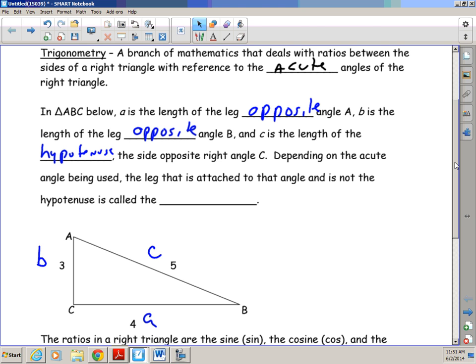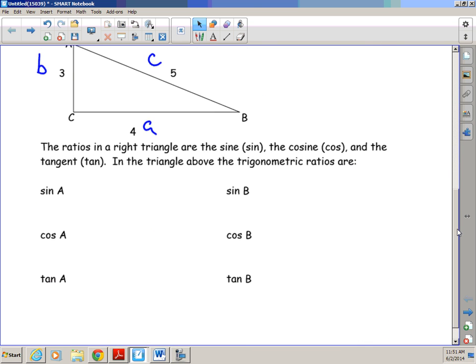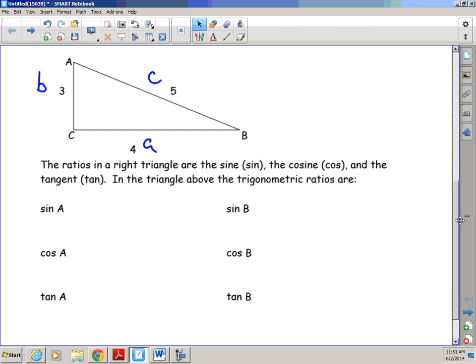We use the word hypotenuse as the only description of that side. Now, depending upon the acute angle we're dealing with, the leg that is attached to the angle, and is not the hypotenuse, is called the adjacent side. Now, as you have on the piece of paper that you were given in class, you are going to be given the formulas for sine, cosine, and tangent, which are the three trigonometric ratios.